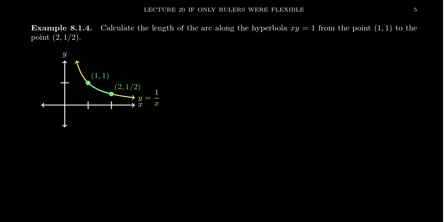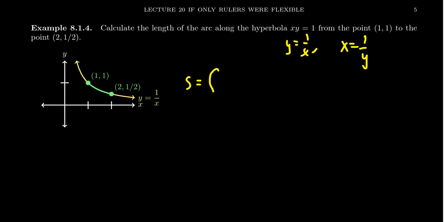Now, with the equation xy equals 1, we could solve for x or y. We could get y equals 1 over x, or we could do x equals 1 over y. In terms of formula, it really makes no difference whatsoever between solving for y or solving for x. The arc length formula can adapt to either situation.